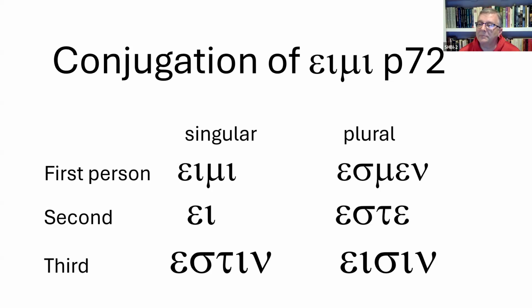Esmen is first person plural. So we translate that how, Canva? He, she, or it. Oh, sorry, first person plural. I'm sorry. I'm looking at the third person. Okay, first person plural. So we. Very good. First person plural is we. We are. Yeah. I am, we are.